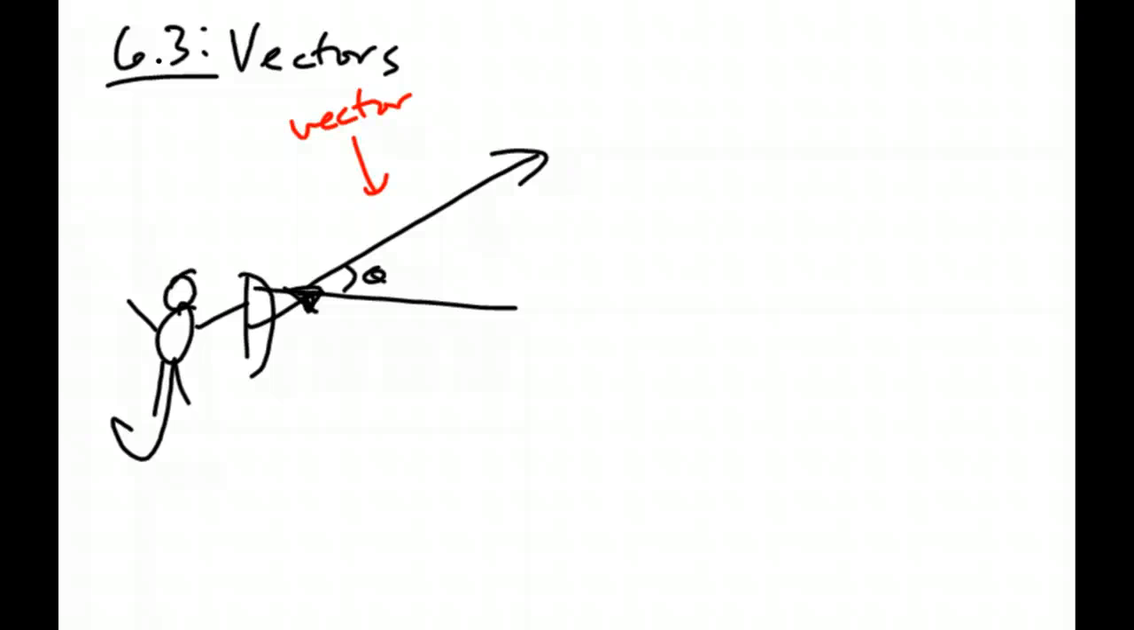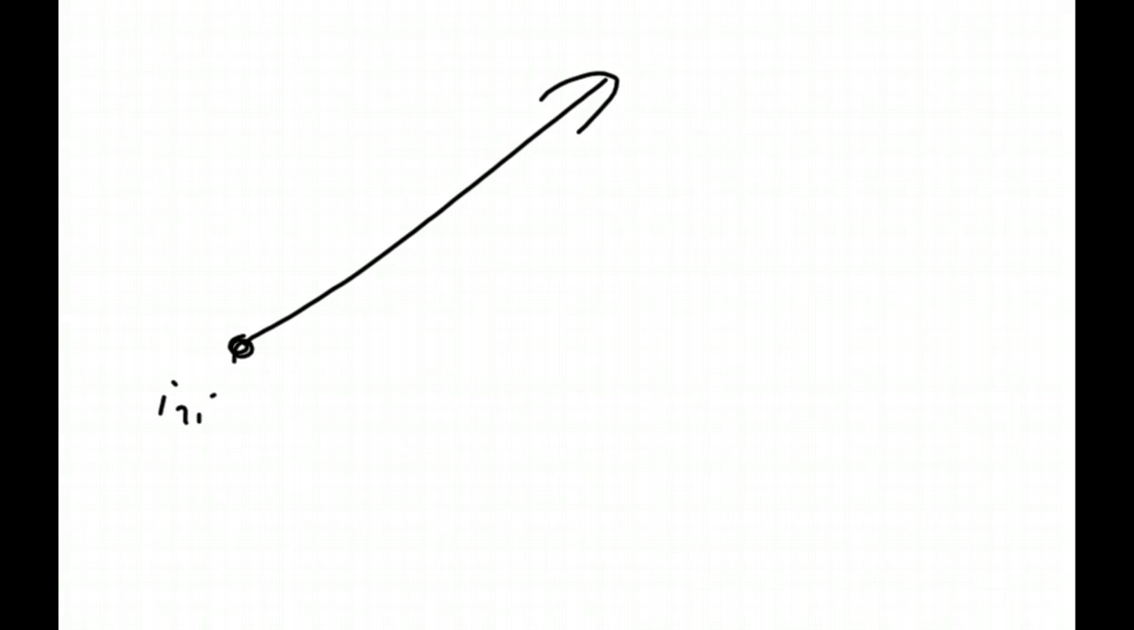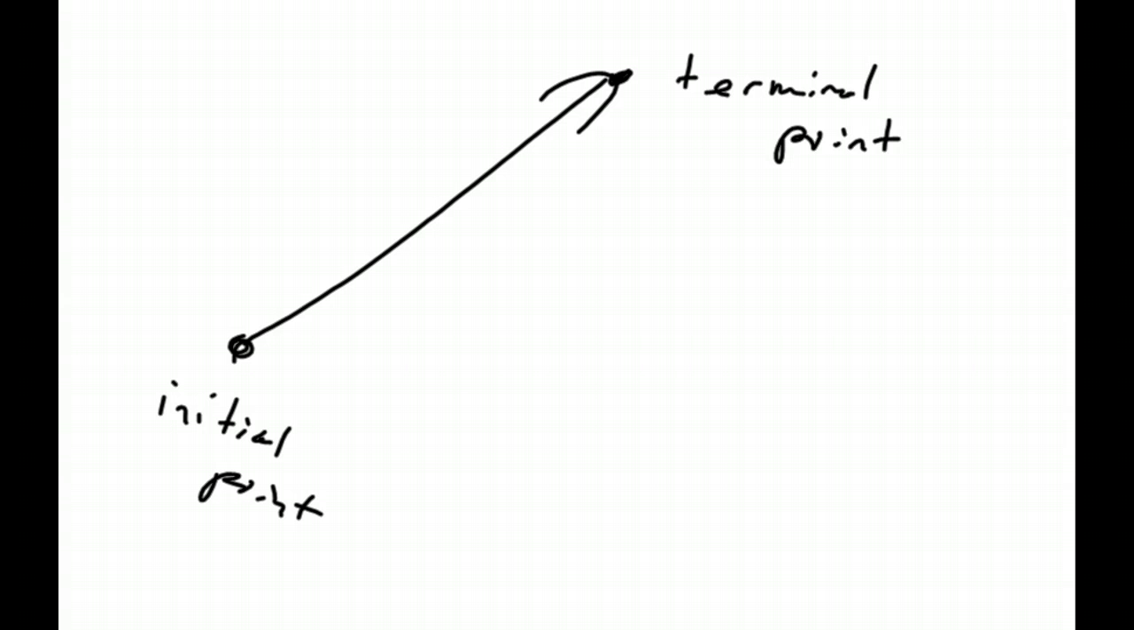Vectors all have an initial point, a terminal point. Don't forget, terminal just means end. A magnitude. Magnitude just means how long it is. We represent that by this.